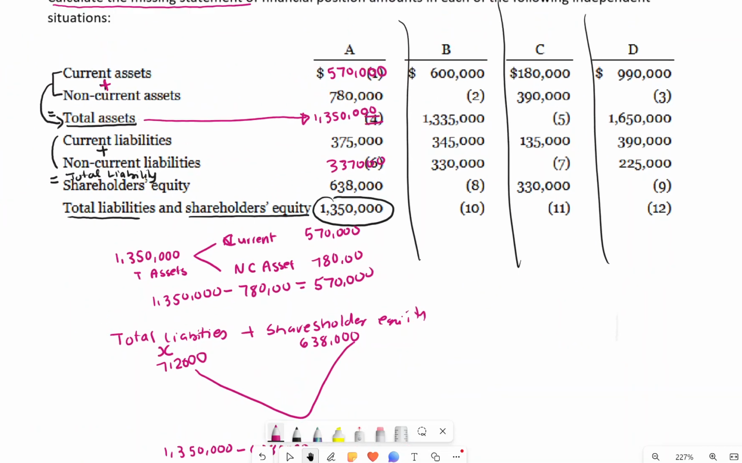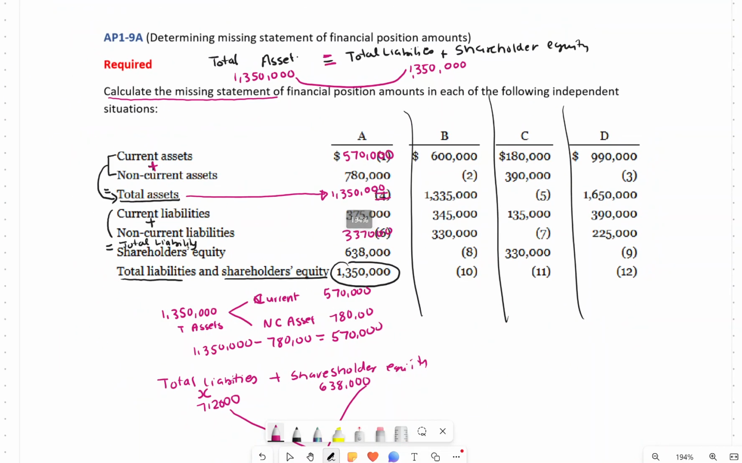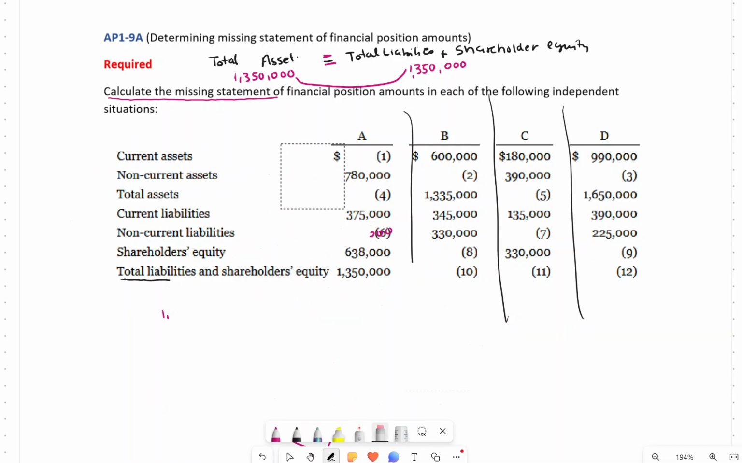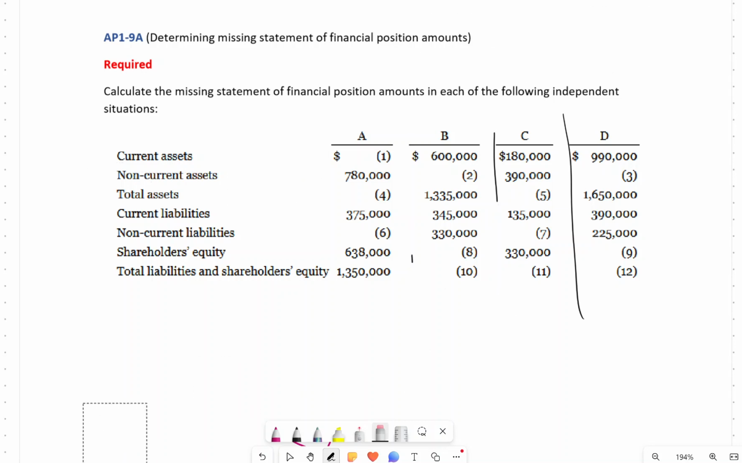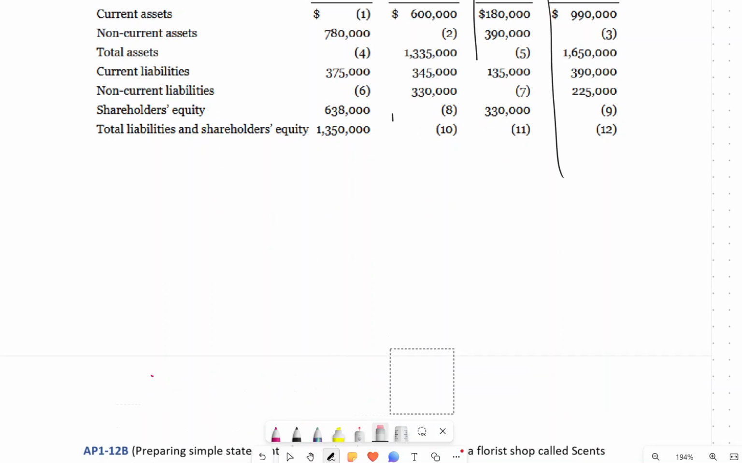So I am going to erase everything that I have because I have too much on my screen, and you could go back and redo this. So let's go to part B. I am going to do part B. Do what you know and then figure out the rest.